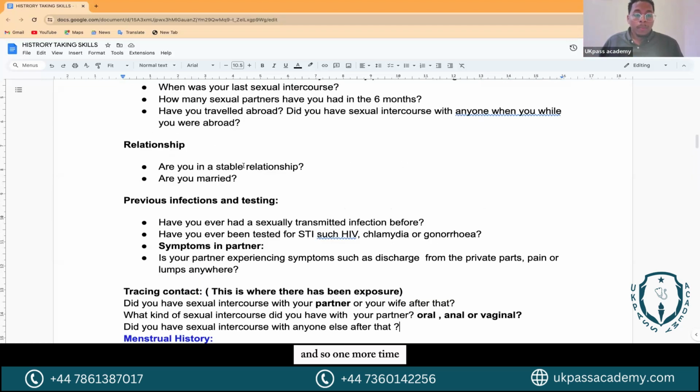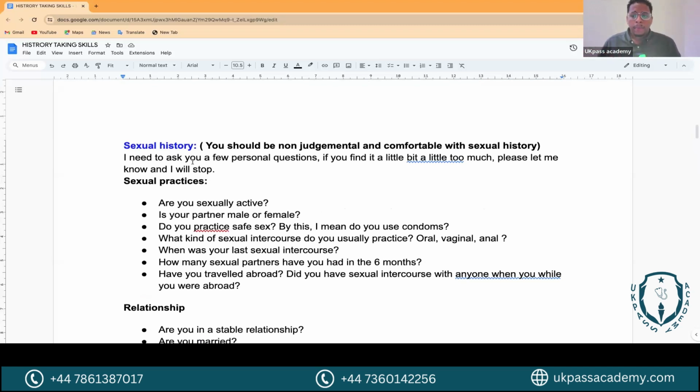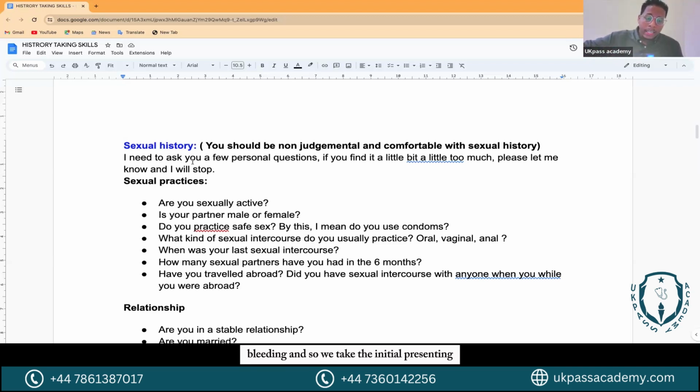And so, one more time, I'm going to have a patient who could have presented with discharge from their penis. We want to know about the discharge, its color, its consistency. We want to know if there's any pain on urination. We want to know if there's swelling, itching, ulceration, bleeding. And so we take the initial presenting complaint history as usual. We now have to take some personal history.